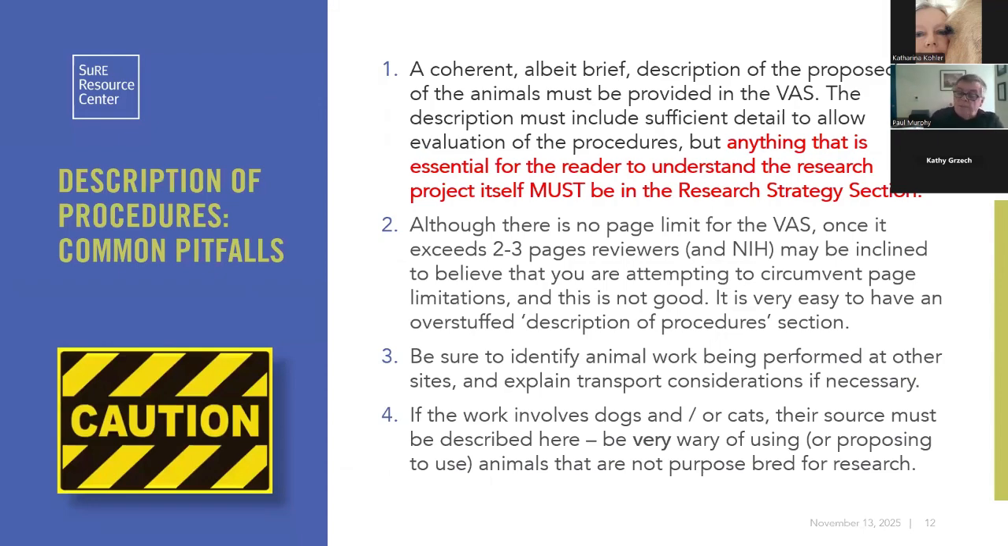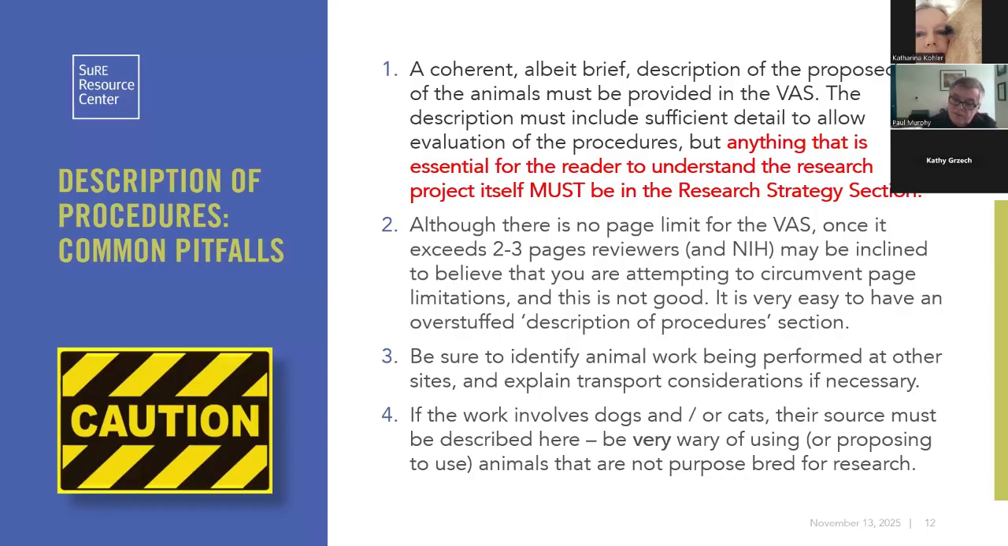Now, a coherent but brief description of the proposed use of the animals has to be provided in that vertebrate animals section. And there has to be sufficient detail, right? But anything that is really important for the reader to understand as part of your research strategy has to be in that part of the grant. So don't put things in the vertebrate animals section that are critical for your reviewer to understand what you're doing in your experiments themselves. That can sometimes be a subtle distinction, but it's very important because reviewers are not going to necessarily see that if it's in the wrong place.